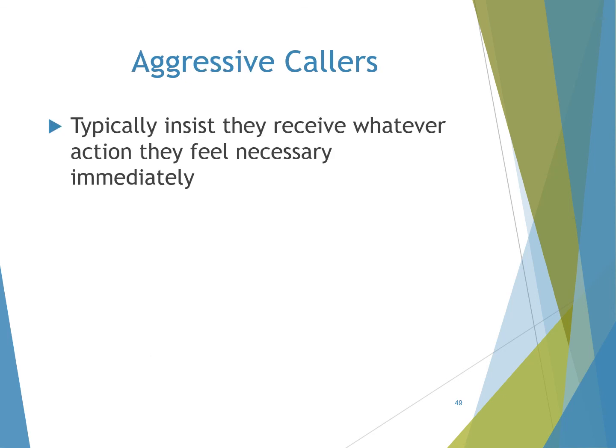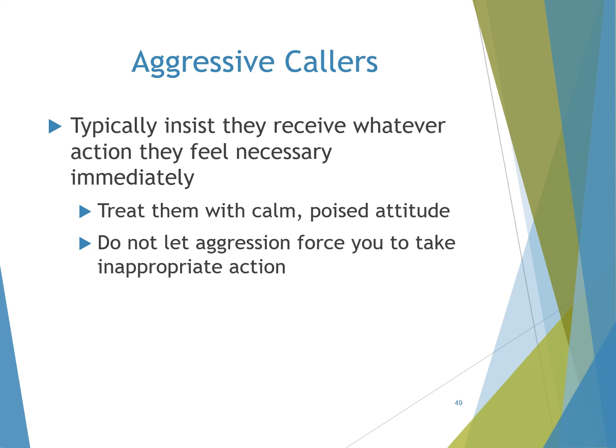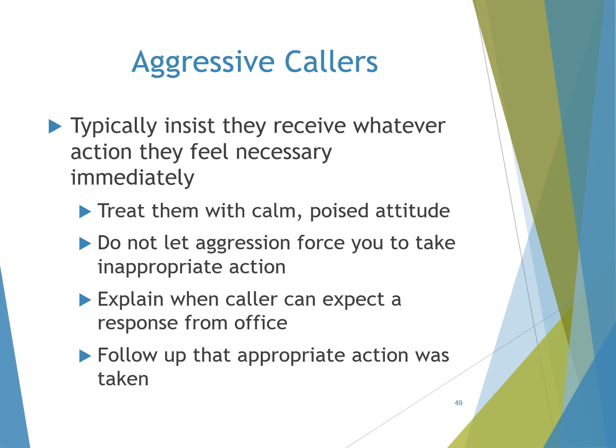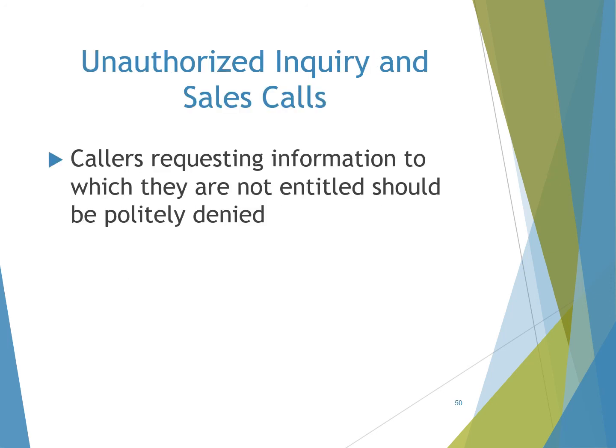Aggressive callers typically insist that they receive whatever action they feel necessary immediately. Treat them with a calm, poised attitude. Do not let aggression force you to take inappropriate action. Reassure the caller that the concern being shared is valid and will receive the full attention of the right person. Explain when the caller can expect a response from the office, and follow up that appropriate action was taken. Callers requesting information to which they are not entitled should be politely denied. Information cannot be provided to them because of privacy laws. Insistent callers should be referred to the office manager or provider.